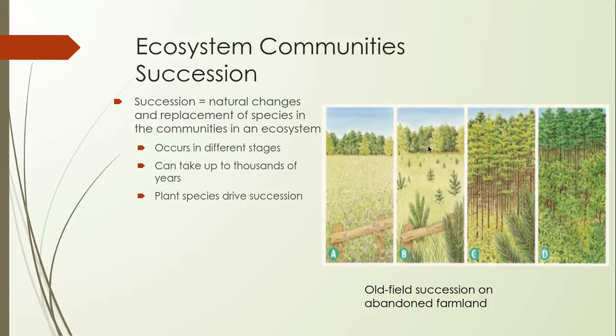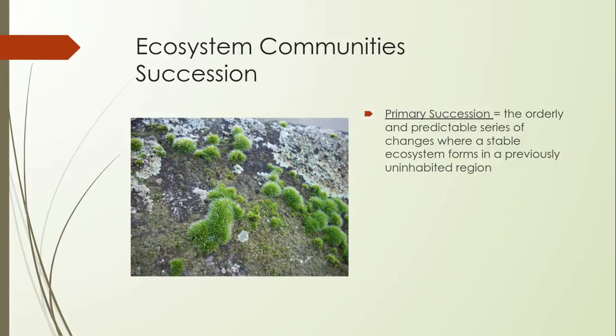And if we wait, maybe this next picture here is 3 or 4 years later, we start to see some changes, right? If we fast forward to maybe 50 or 60 years or more, we see that the old field, or the once farmland, is looking nothing like it used to. We can see these changes, and maybe this is several hundred years later. So succession is just the systematic change within an ecosystem, and it is something that can often take thousands of years. So we're going to distinguish between two types of succession.